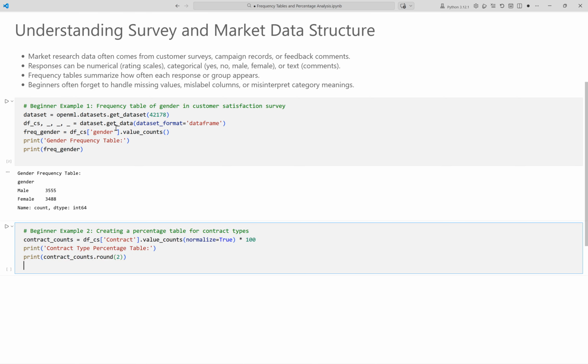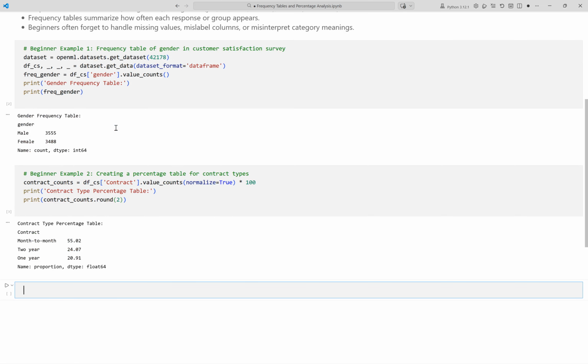This output shows the percentage distribution of different contract types within the customer survey data, highlighting that over half of customers have month-to-month contracts. Notice the clear ranking and that the percentages sum close to 100%, confirming the calculation is based on all valid contract responses. This demonstrates how frequency tables help summarize categorical data and reveal customer trends essential for market analysis.